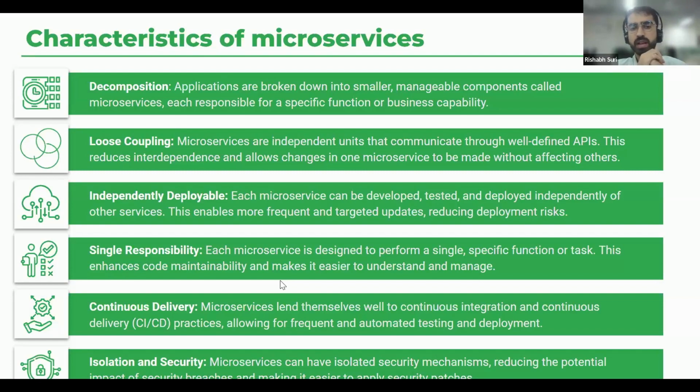Again, taking Shopify as an example, the product management microservice handles product listings and updates, while the order processing microservice focuses just on order fulfillment. These microservices can evolve independently, enabling faster feature development.